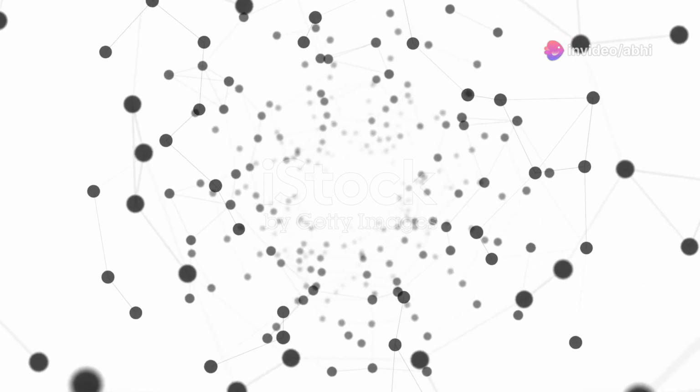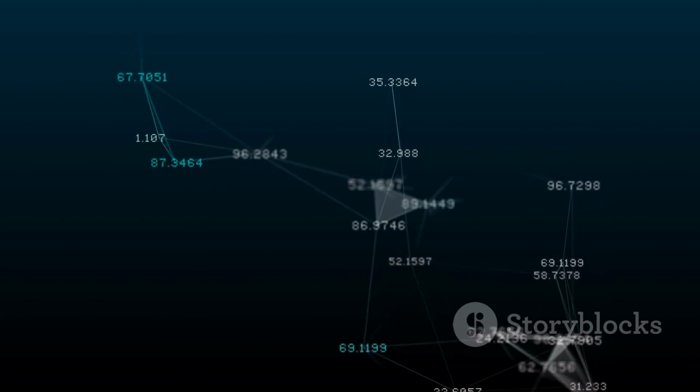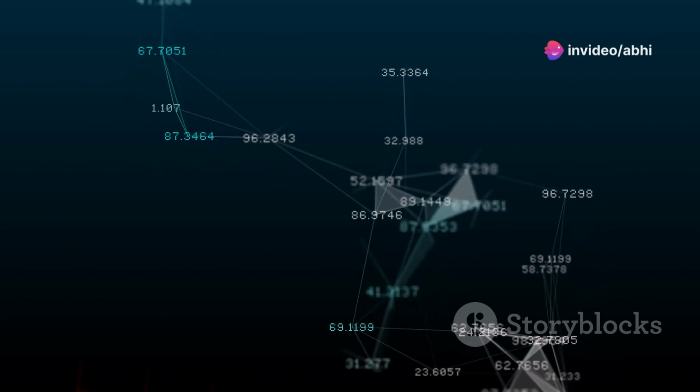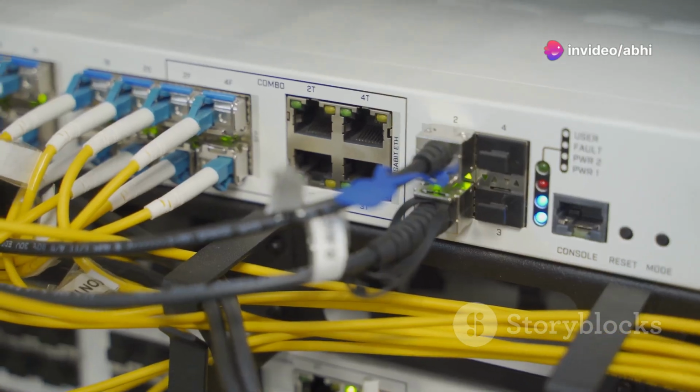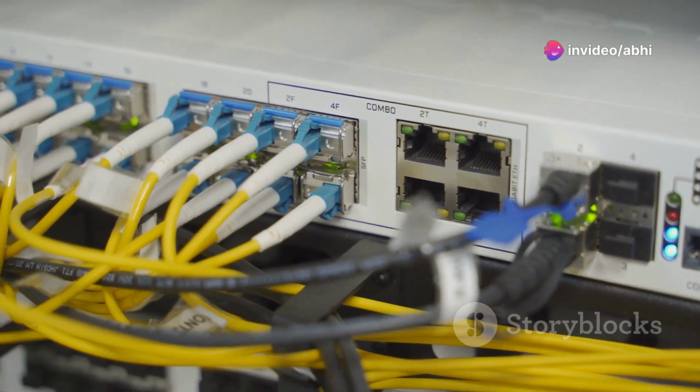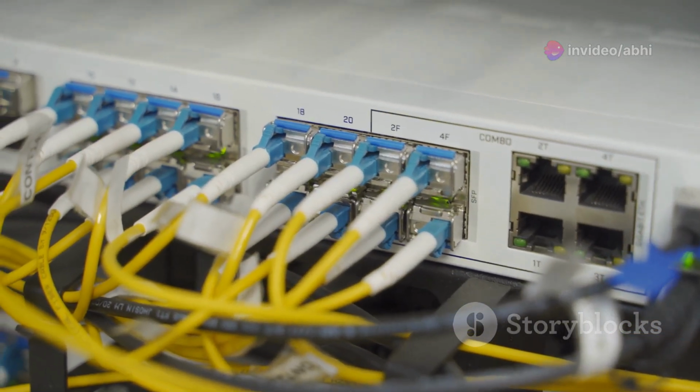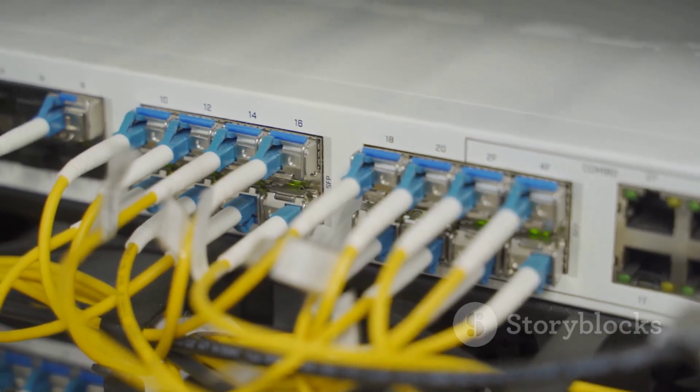Layer 3, the network layer, is responsible for routing data packets across different networks. It uses IP addresses to identify devices and determine the best path for data transmission. Routers are the key devices operating at this layer, connecting different networks and forwarding traffic based on destination IP addresses.